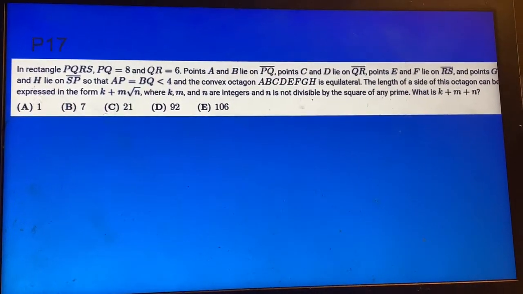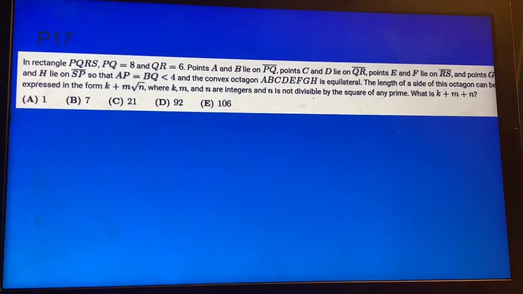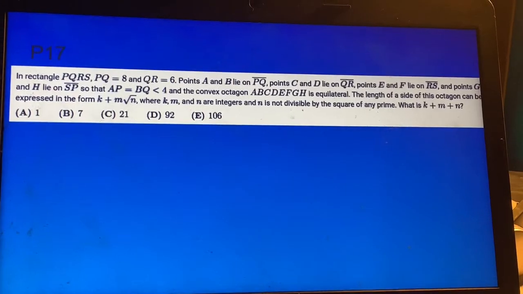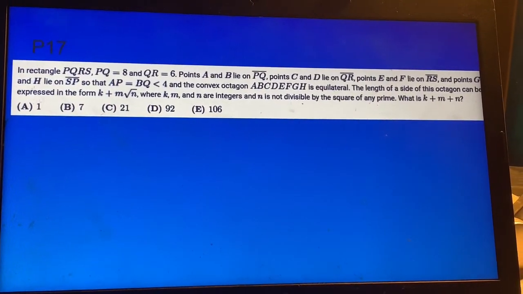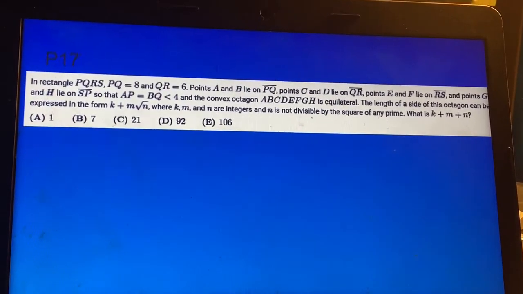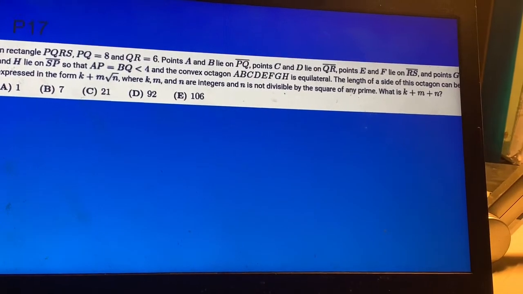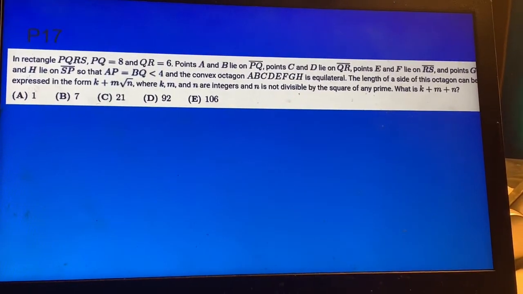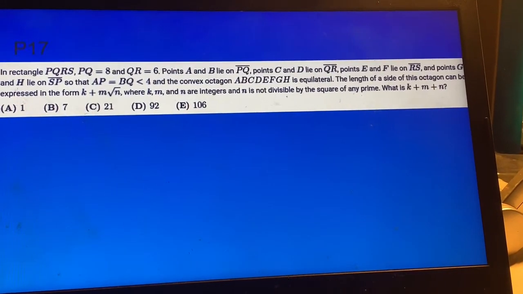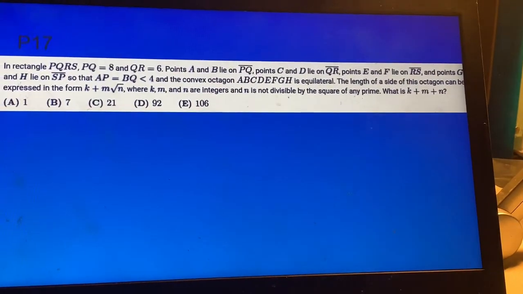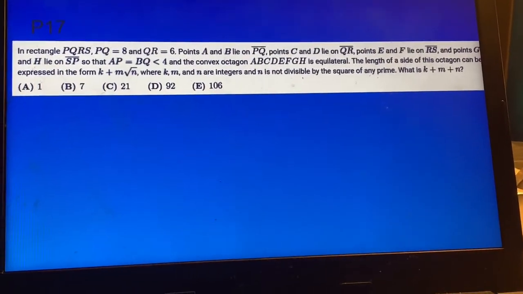In rectangle PQRS, PQ is equal to 8 and QR is equal to 6. Points A and B lie on PQ, points C and D lie on QR, points E and F lie on RS, points G and H lie on SP, so that AP equals BQ, which is less than 4, and the convex octagon ABCDEFGH is equilateral. The length of the side of this octagon can be expressed in the form k plus m root n, where k, m, n are integers and n is not divisible by the square of any prime. What is k plus m plus n?